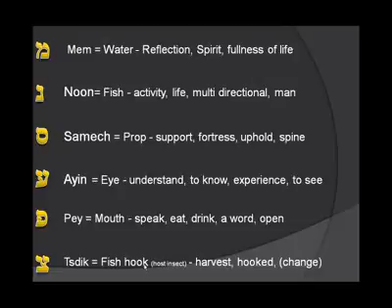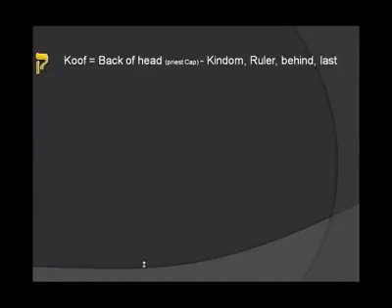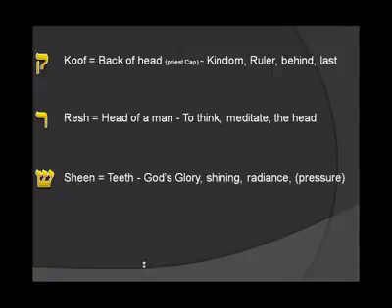Then Kuf, it's the back of the head, of a man's head. Also the picture of a priest cap. It speaks of a kingdom, ruler, behind, or last. Resh, the head of a man, signifies to think, to meditate, or the head, to be first, to be the boss. Shin is the picture of teeth, drawing of teeth. It speaks of God's glory, shining forth, radiance, or pressure.